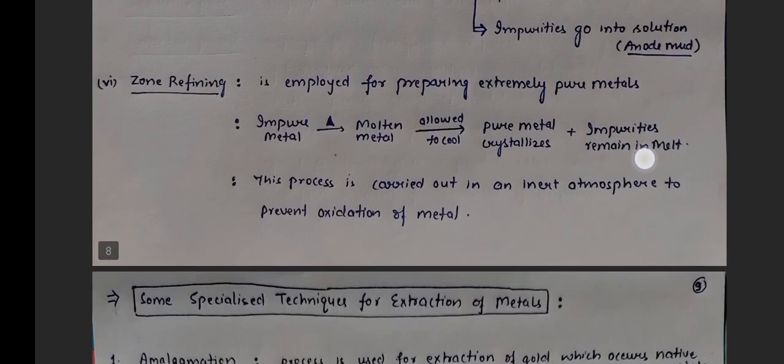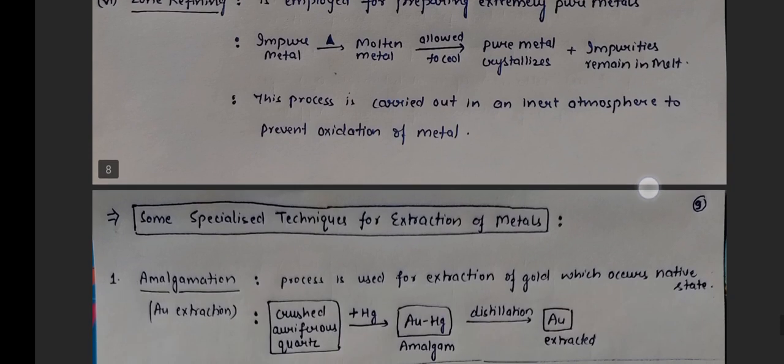Next is zone refining. Zone refining is employed for preparing extremely pure metals. Impure metal on heating gives molten metal, which is allowed to cool, giving pure metal crystals while impurities remain in the melt. This process is carried out in an inert atmosphere to prevent oxidation of the metal.